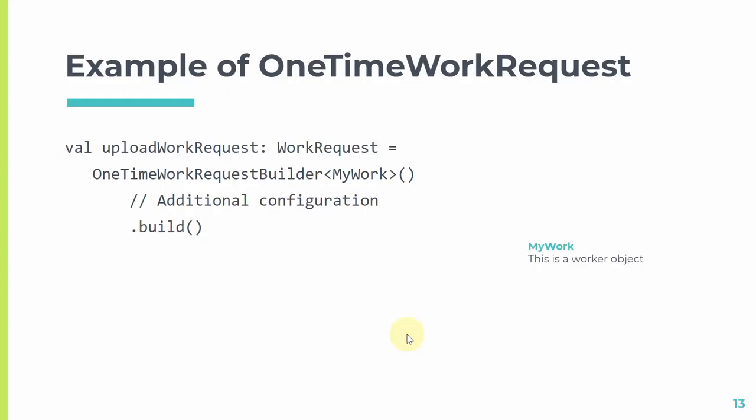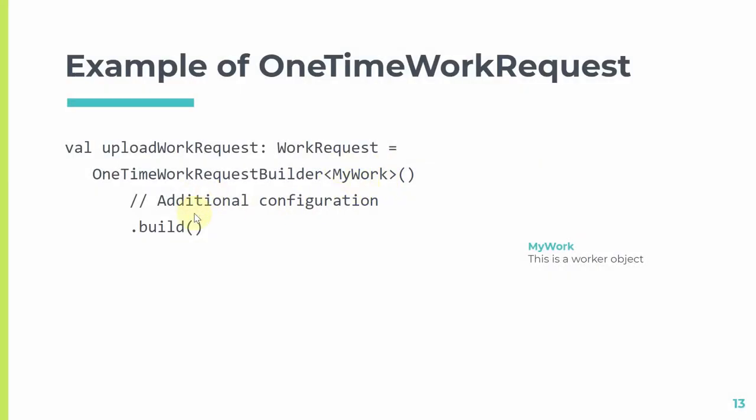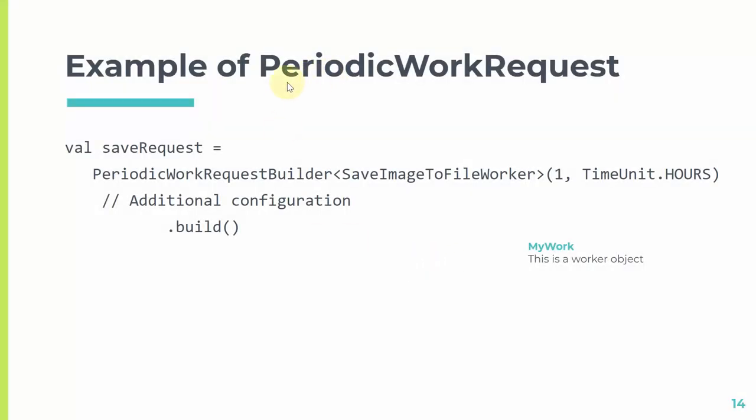So this is the code for how to create a one-time work request. It's very easy. You just need a builder, and MyWork here is the worker class that you provided earlier. You can set a lot of additional configurations on the work request, and just call build. This one is an example of a periodic work request. In a periodic work request, you have to define the interval time. For example, the SaveImageToFileWorker here will repeat every 1 hour. So every hour it will execute the task, save image to file. That's very easy.